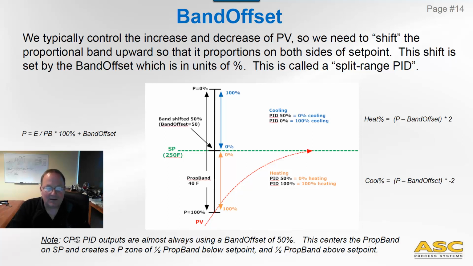It's important to note that in all CPC systems, for the most part, the PID outputs are almost always using a band offset of 50%. This basically centers the proportional band on the set point and creates a P zone of half a proportional band below the set point and half above the set point, okay?